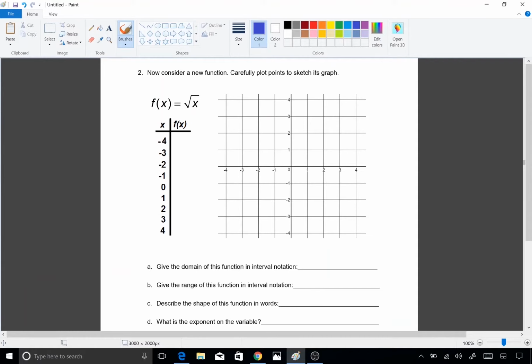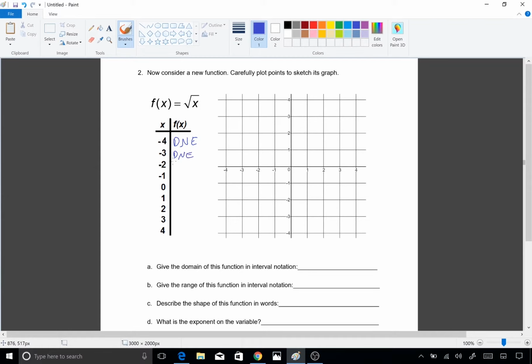Now we want to graph a radical function. F of x equals the square root of x. First, let's fill in this table of values. When x equals -4, f of x is the square root of -4, and that's not a real number. So I'll write DNE for does not exist. This number does not exist in the real number system, so we can't graph it. When x equals -3, f of x does not exist either.